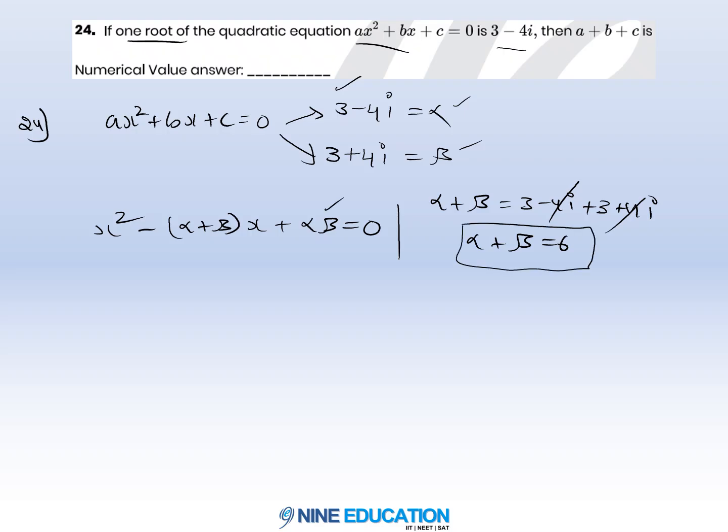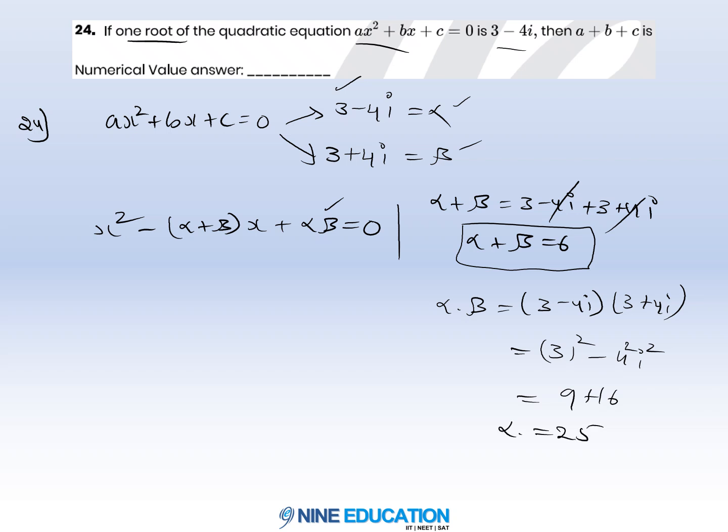Product of roots, alpha into beta, will be 3 minus 4i into 3 plus 4i. That is (a plus b) into (a minus b), which is a square minus b square. So 3 square minus 4 square i square, which is 9, and i square is minus 1, minus into minus is plus, so 9 plus 16. So alpha into beta is 25.